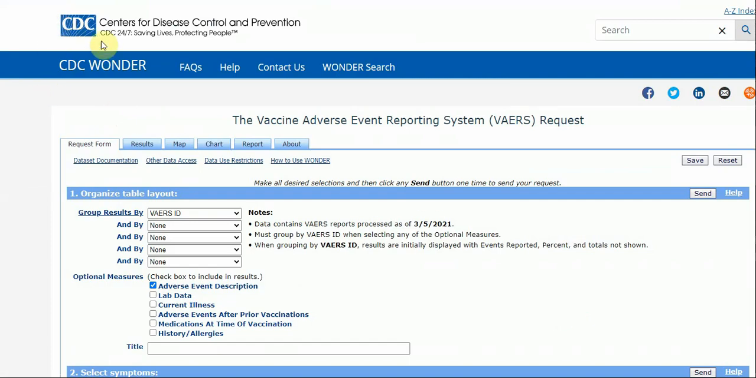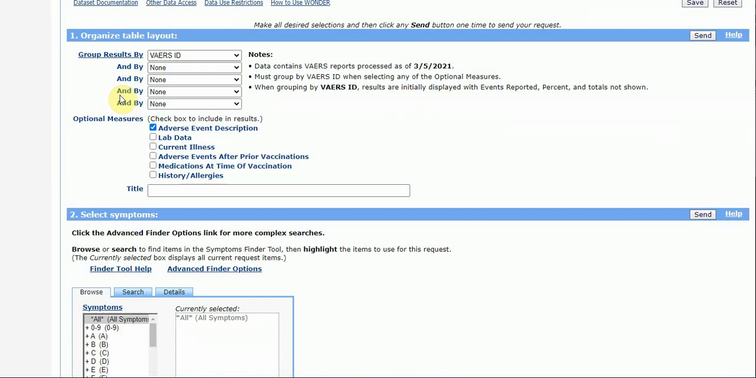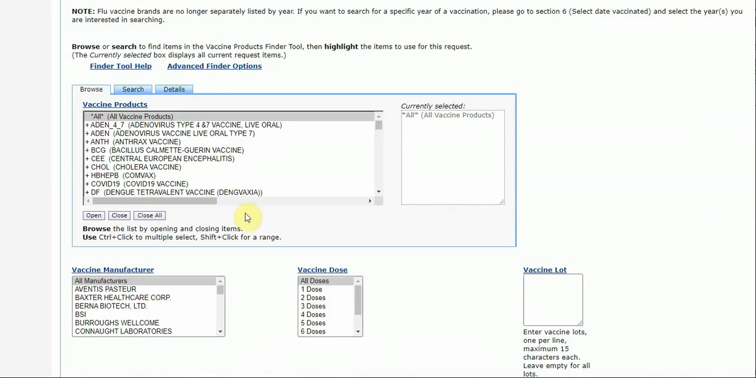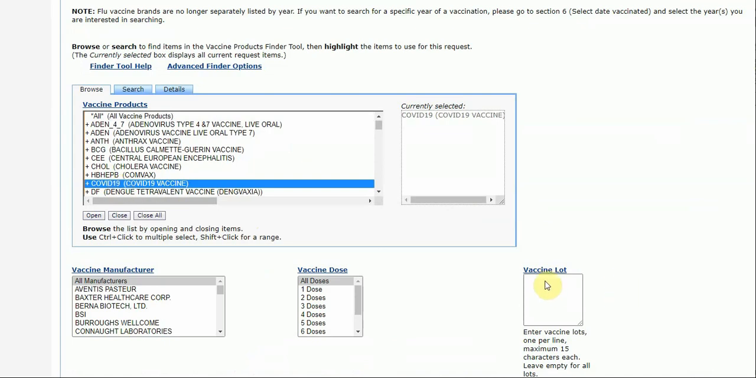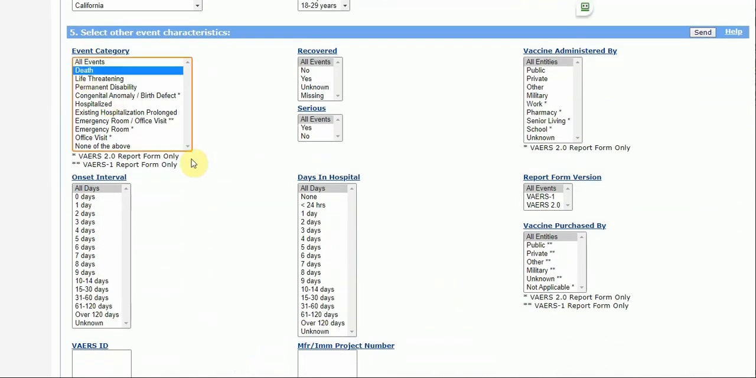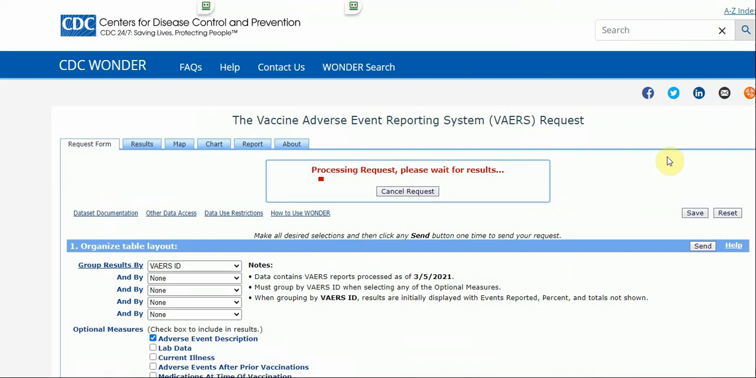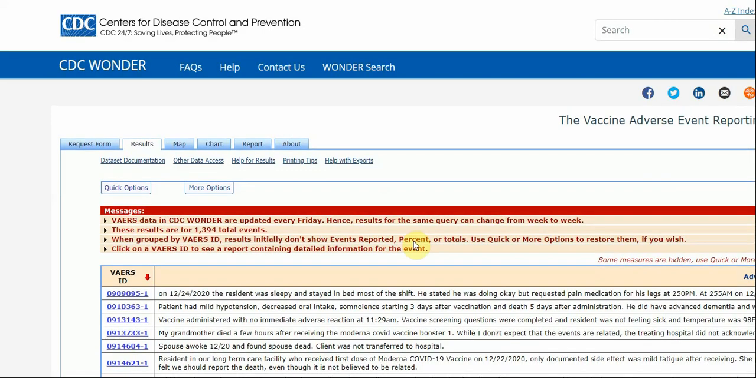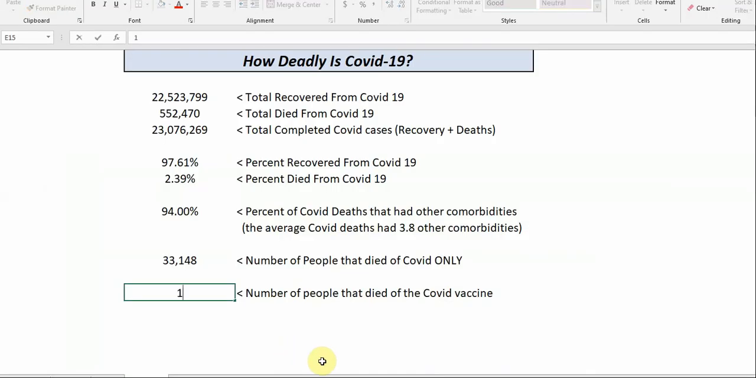Suffice it to say we are on the CDC website and we're looking for adverse reactions to the COVID-19 vaccine. And we're going to look at deaths in this case. And we're going to hit send. And the grand total as of now is 1,394. So I'm going to plug that in. 1,394 deaths from the COVID vaccine.